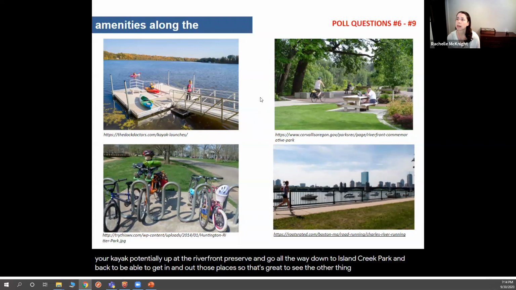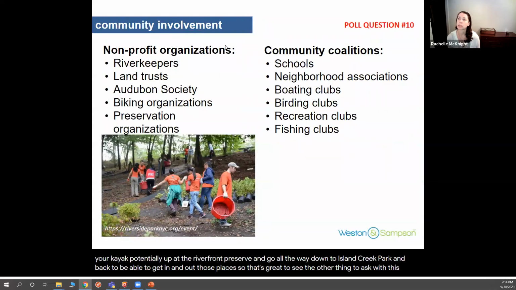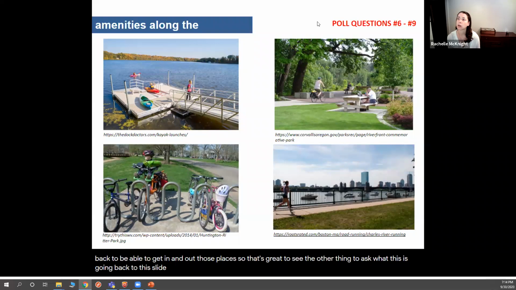The other thing to ask with this is, going back to this slide here, what types of amenities would you like to see at specific parks? So we can start with Island Creek Park. Those of you who are familiar with Island Creek Park, what are some of the amenities that you think would be most appropriate for that particular park? I know that Island Creek Park is not necessarily the most widely used out of all the parks, certainly loved, but not everybody knows about it.